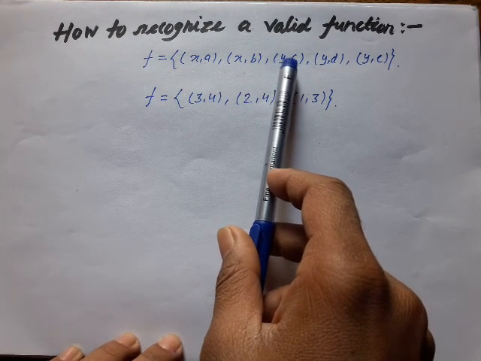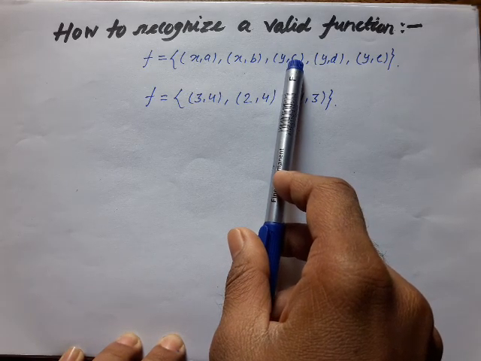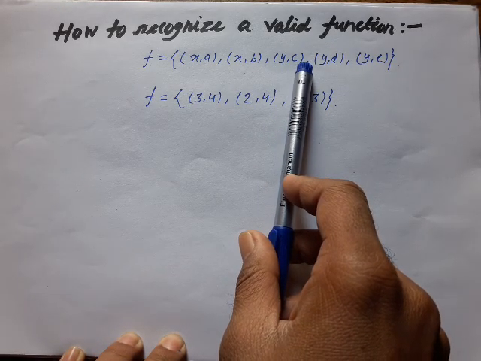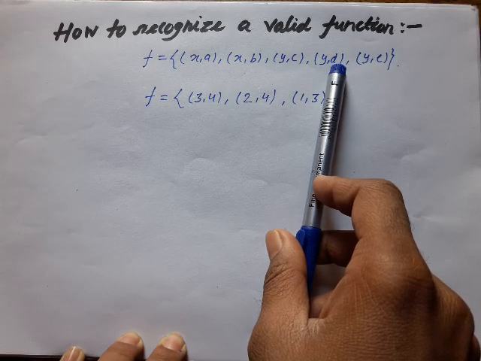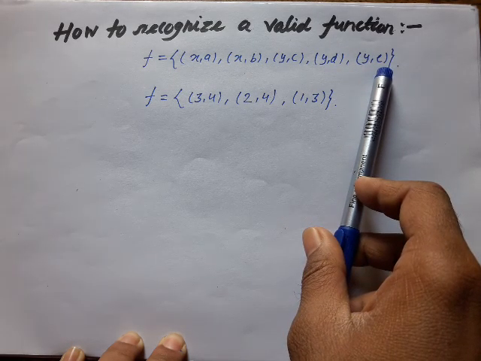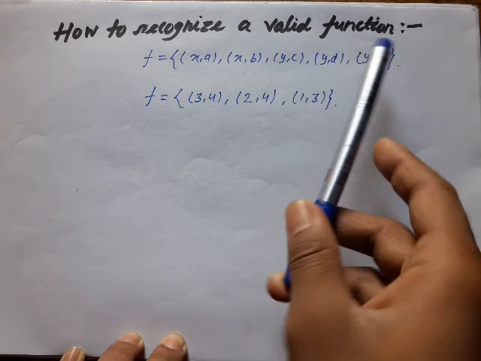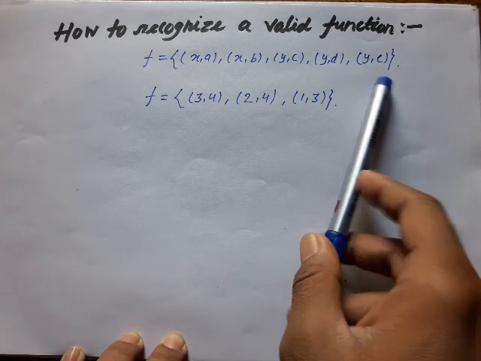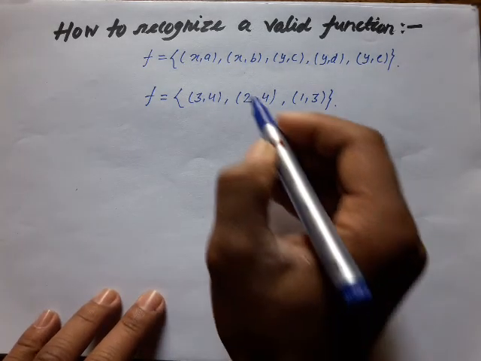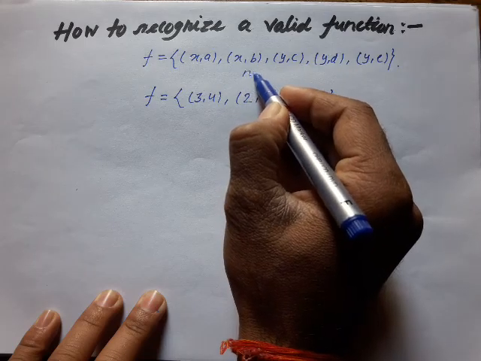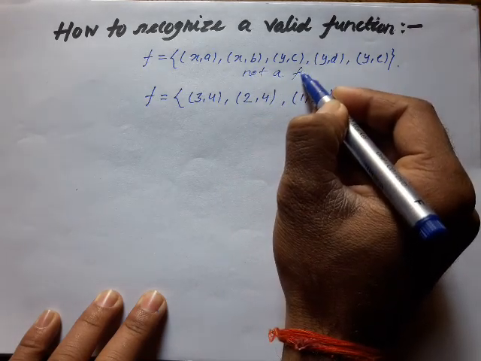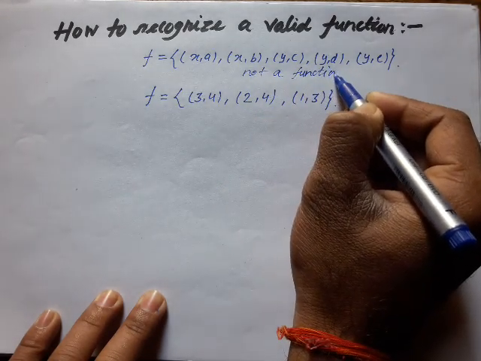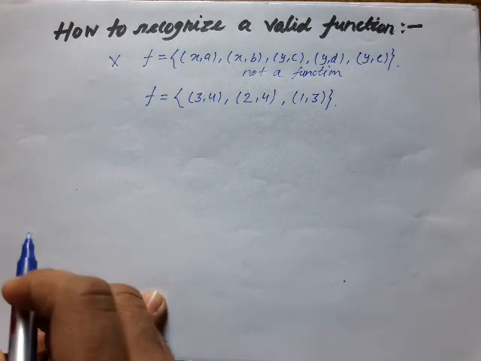And you can again see that there is an element y which has one image c, one image d and one image e. So this element y has three images, which is not possible. So the first function which is given here is not a function.